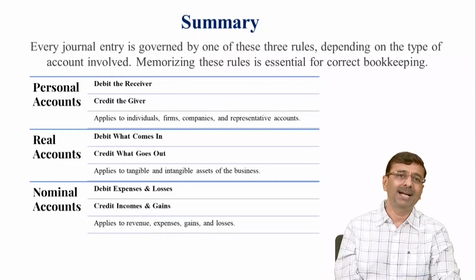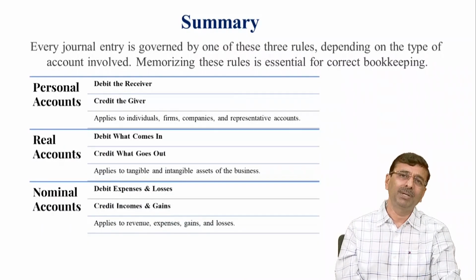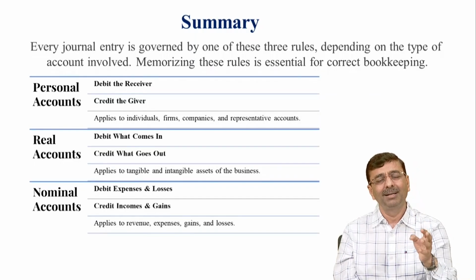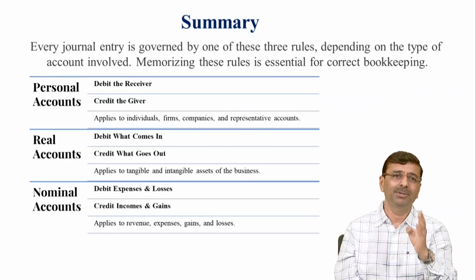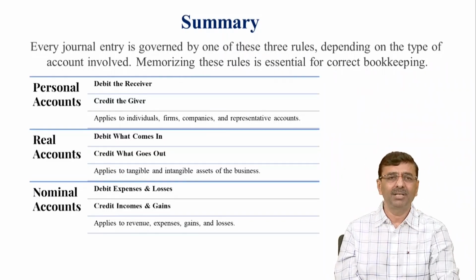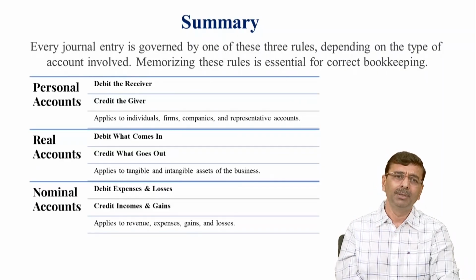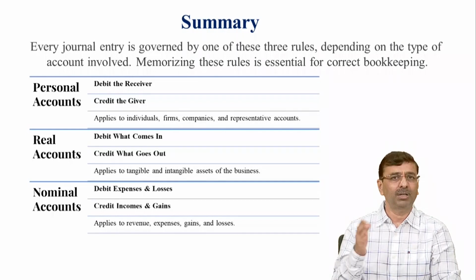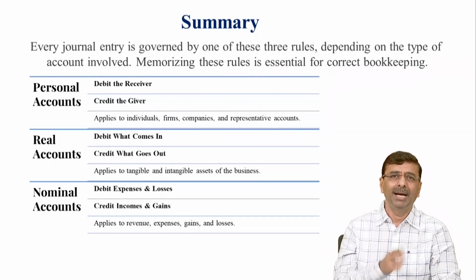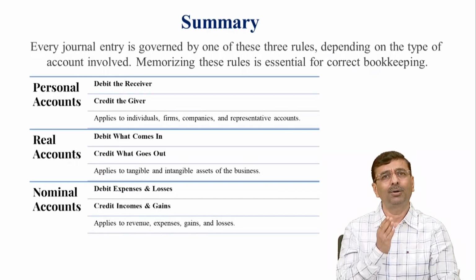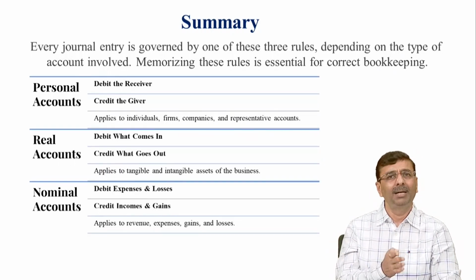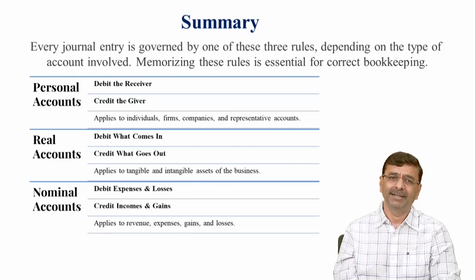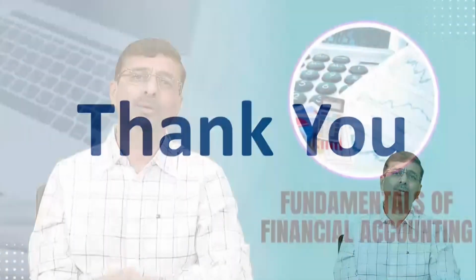The summary of what we discussed in this module is that there are 3 accounts: the personal account, the real account, and the nominal account. These are the classifications. What are the rules for them? Personal account: debit the receiver, credit the giver. Real account: debit what comes in, credit what goes out. In the case of a nominal account, all expenses and losses are debited and all gains and profits are credited. This is the way the unit was discussed in this lecture.